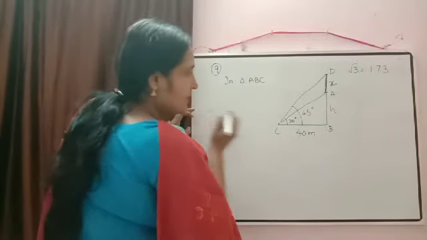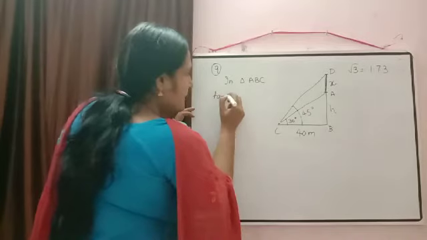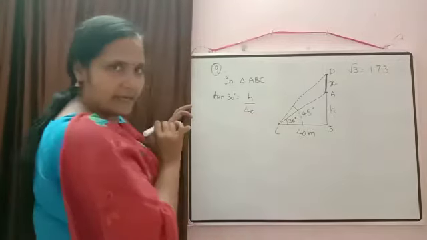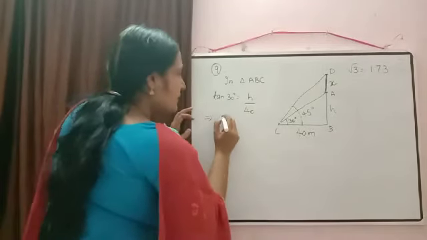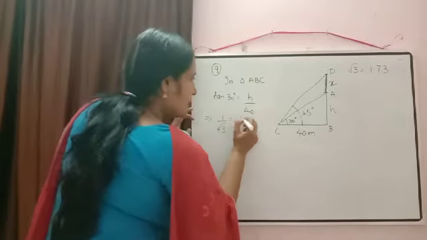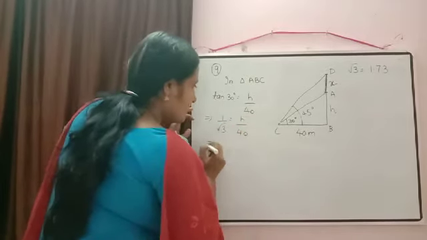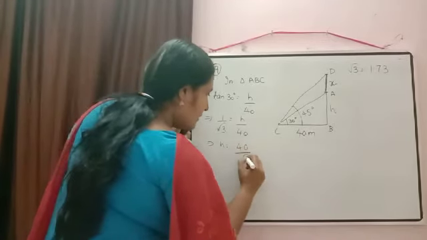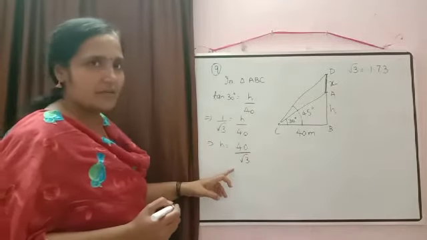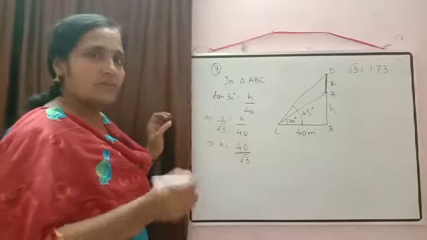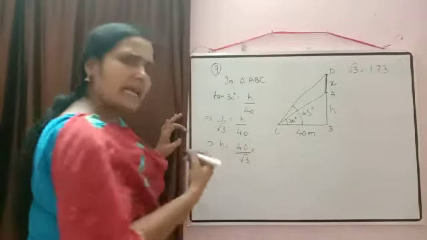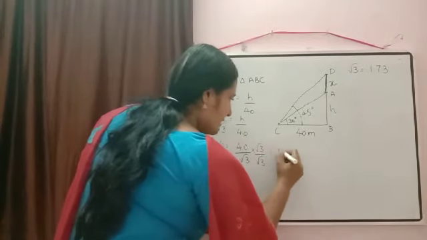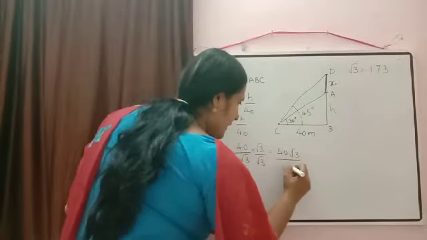In triangle ABC, we have tan 30 degree is equal to h by 40. Correct? Then tan 30 degree is how much? 1 by root 3 is equal to h by 40. 40 we can shift there, then we will get h is equal to 40 by root 3. Now here if we substitute, the calculation will be difficult for us. So first, what can we do? First rationalize the denominator. So we multiply it by root 3. Then we will get 40 root 3 by 3.